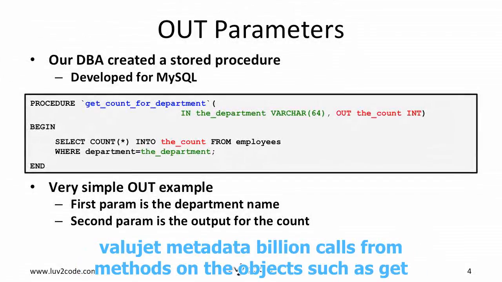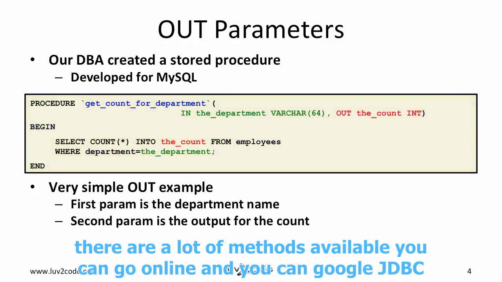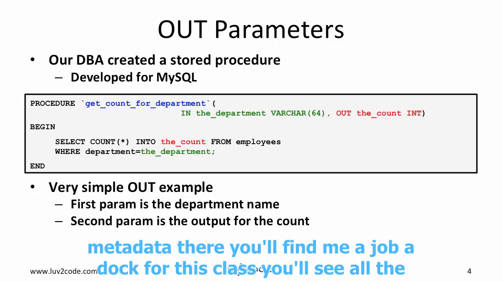So let's learn about out parameters. We will call a store procedure and it will return an output parameter for us. Our DBA created a store procedure called getCountForDepartment. It is a very simple example that reads the parameter for the department name. The store procedure will return the number of employees in a given department.